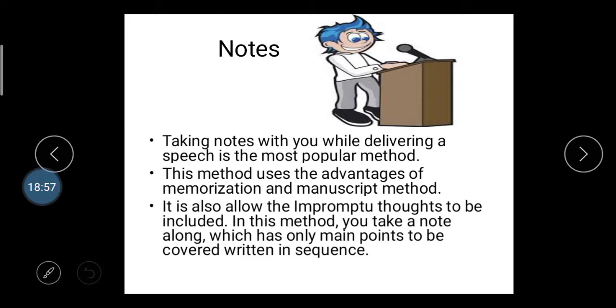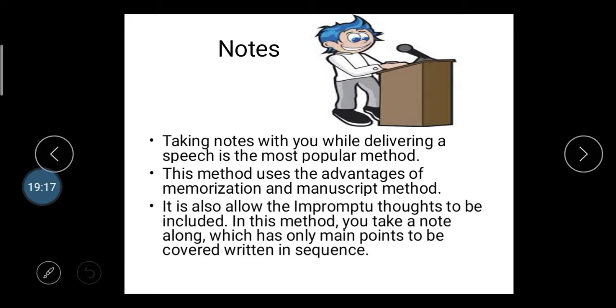In the manuscript method you have to write your overall speech in point to point form. In the notes method you take notes, but you write only the important topics you want to say to the public. So that is the main difference between them.